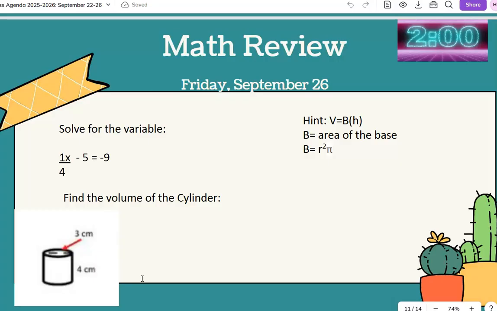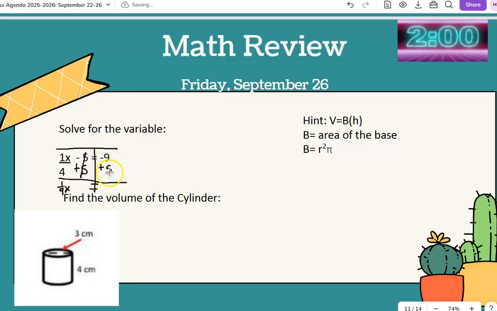Okay, so the video should be unpaused, which means that you have solved. So let's check your answers. This is an equation. I know it's an equation because I have an equal sign. I also have a variable that I need to solve for. So I'm going to do the inverse operation. It says x minus 5. So instead of subtracting 5, I'm going to add 5 to both sides. That is going to leave me with 1/4 x because my -5 and my +5 will cancel out.